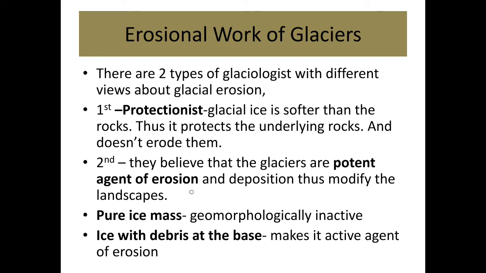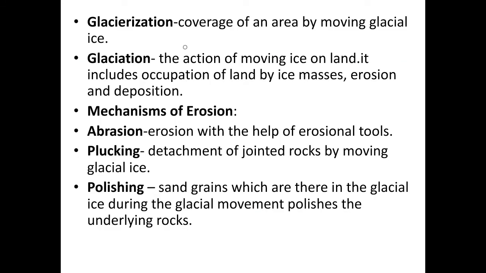Pure ice is geomorphologically an inactive substance, whereas when it is with debris at the base, it becomes an active agent of erosion. The process of glaciarization means the coverage of an area with moving glacial ice, whereas in glaciation, the action of moving ice on the land actually takes place. It includes occupation of a land by ice masses, erosion and deposition. The mechanisms of erosion are abrasion, plucking and polishing.